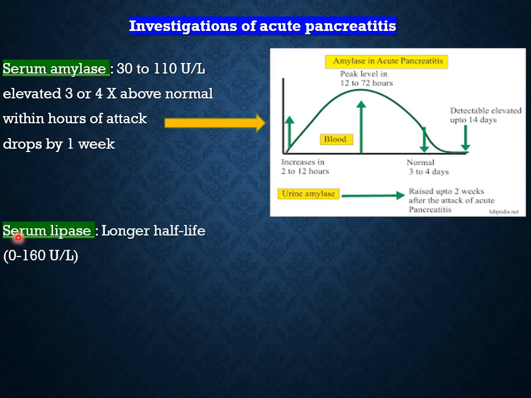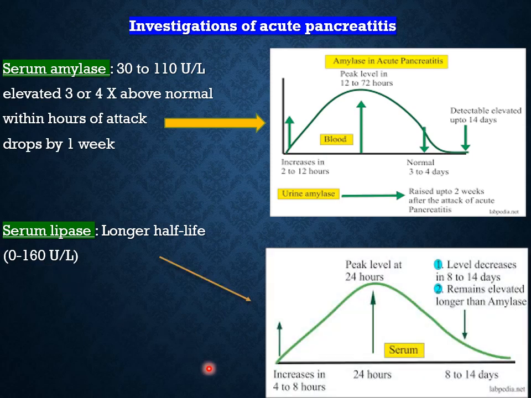The next is the serum lipase. Lipase has a longer half-life, and its normal value is less than 160 units per liter. And the graph of its increase in the serum is shown in this graph here. It increases in 4 to 8 hours, peaks in 24 hours, which is slower than the amylase. And then it goes down slowly, and it can be detected in the serum for 1 to 2 weeks. The level decreases in 8 to 14 days and remains elevated longer than the amylase.